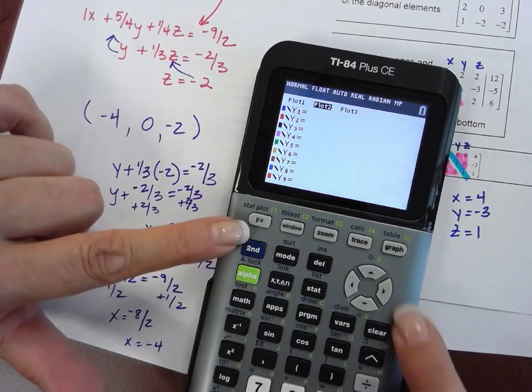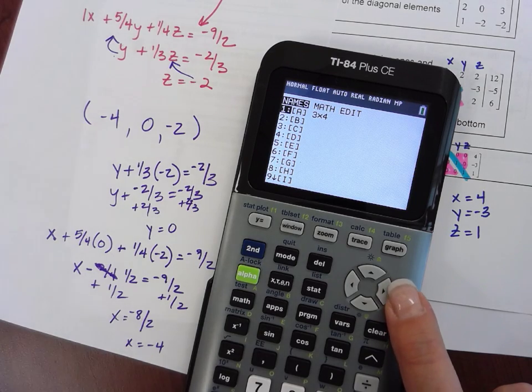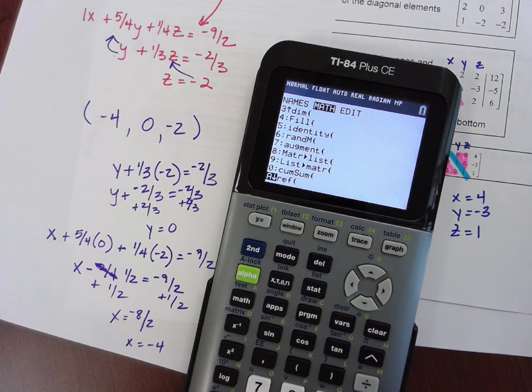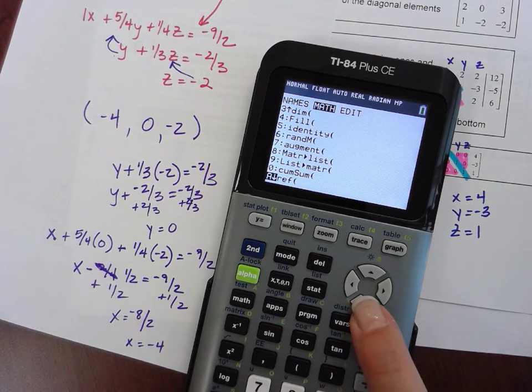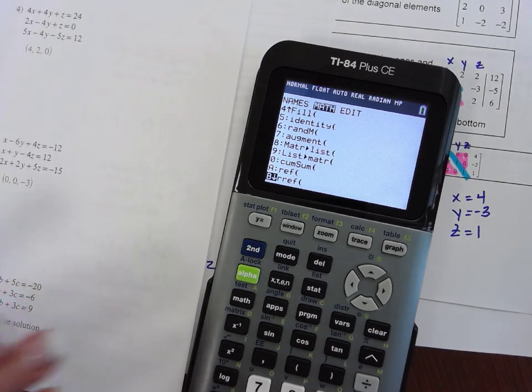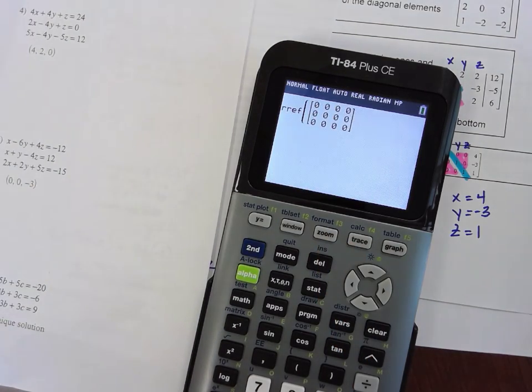Go to matrix. Go to math. We scrolled down before for REF. What does REF stand for? Row echelon form, okay? Reduced row echelon form is one more down below it, RREF. Okay, hit your enter, and then you just go about doing your matrix like anything.